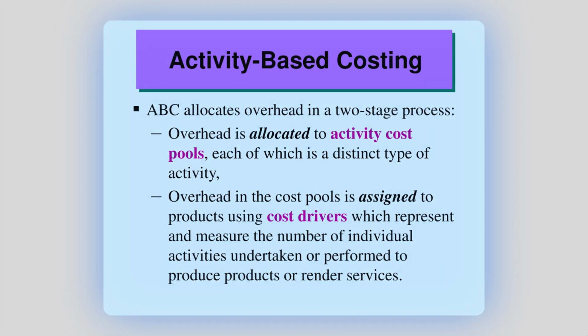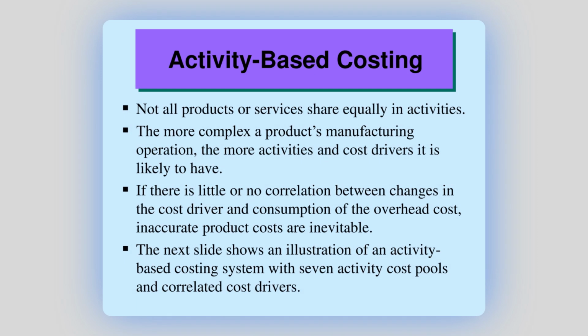Okay. Next one. So, activity-based costing. Please take note of it. Not all products or services share equally in the activity. Not all the products and services share equally in the activities. Please take note. The more complex the product is in terms of the manufacturing, the more activities and cost drivers it is likely to have. And there would be little or no correlation between the changes in the cost driver and consumption of it in terms of the overhead.